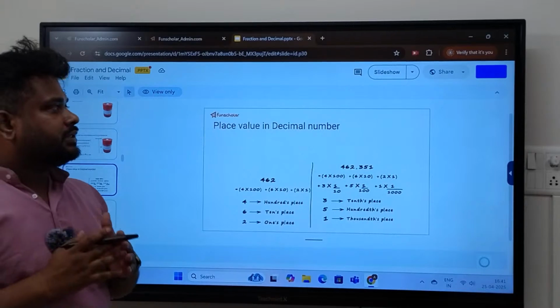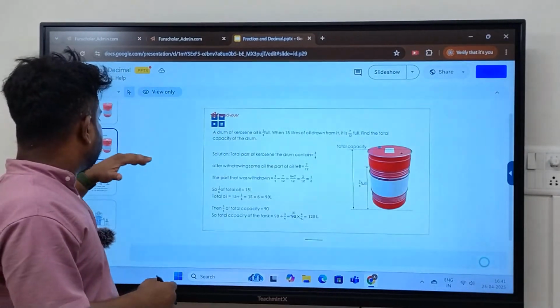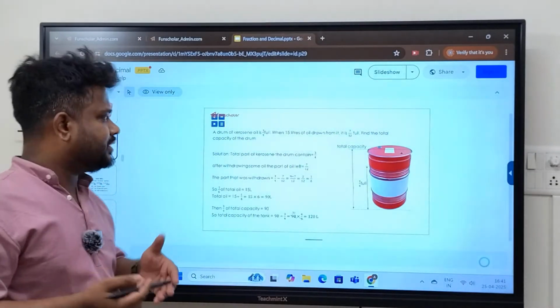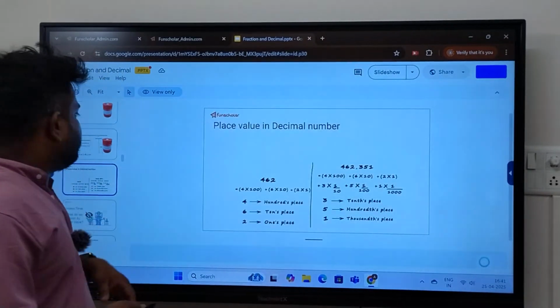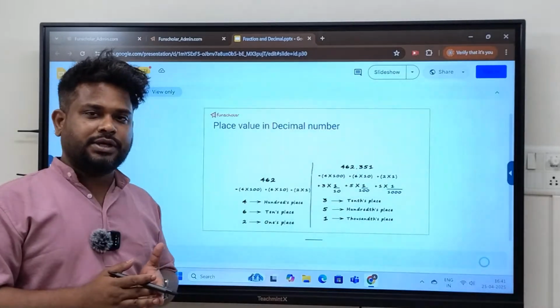Okay, so we have just completed the fraction chapter and I have started the decimal chapter a little bit. So from the next lecture we are going to discuss the decimal chapter.